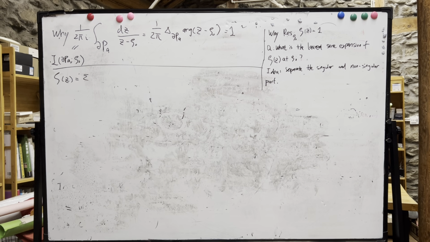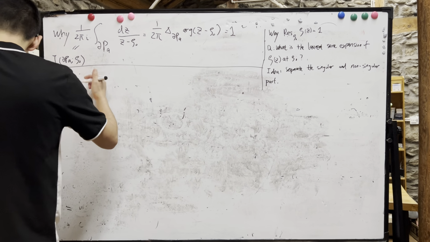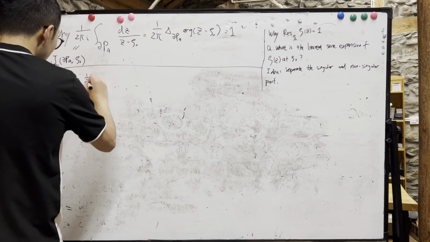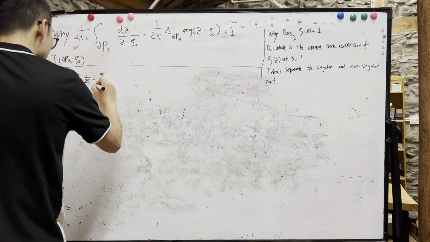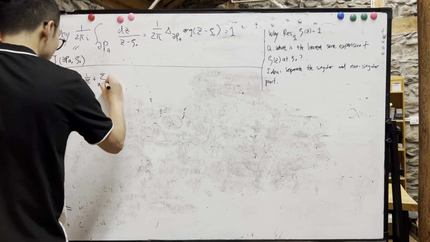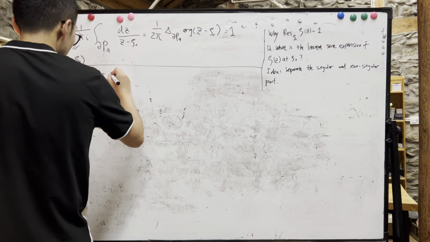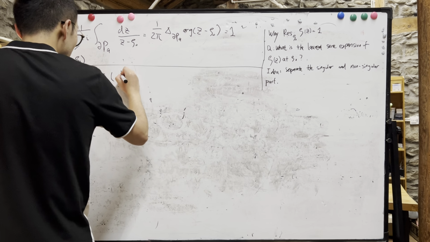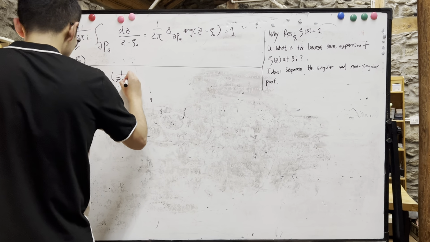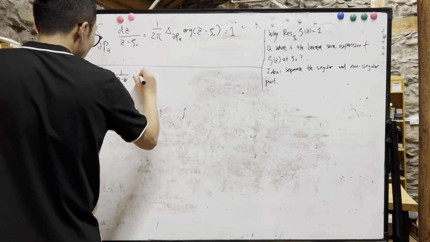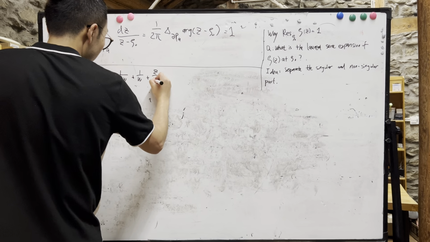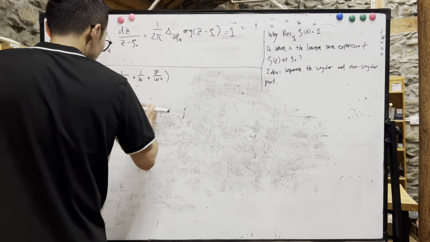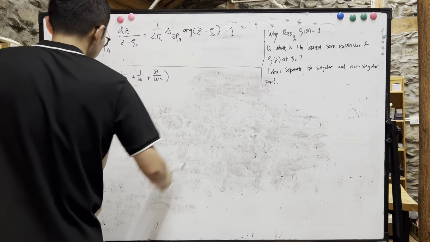So by definition, this zeta z is equal to 1 over z plus the summation over omega not equal to 0 of 1 over z minus omega plus 1 over omega plus z over omega squared.